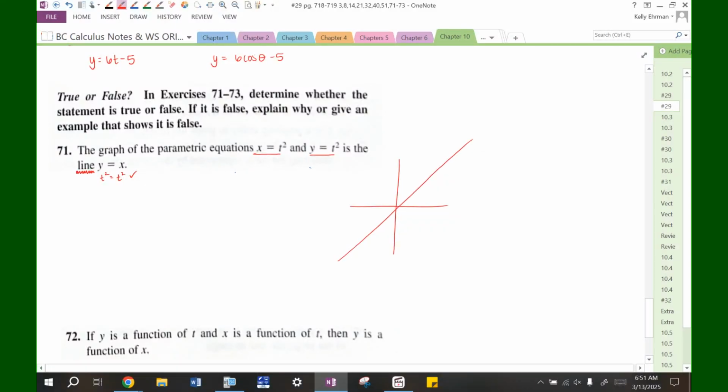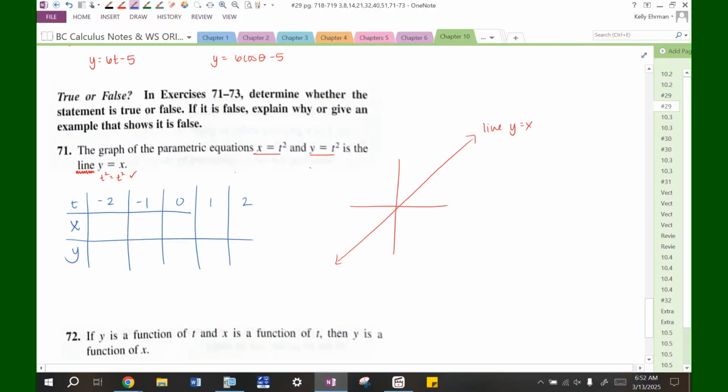Actually, let me leave that on. This is the line y equals x. Let's do a quick little chart where we pick some negative t values just to be sure. t, x, y. I'm going to go from negative 2 to positive 2. If I put in negative 2, x comes out to 4, and so does y. If I put in negative 1, x comes out to 1, and so does y. If I put in 0, 0, 0. Put in 1, 1, 1. 2, 4, 4.